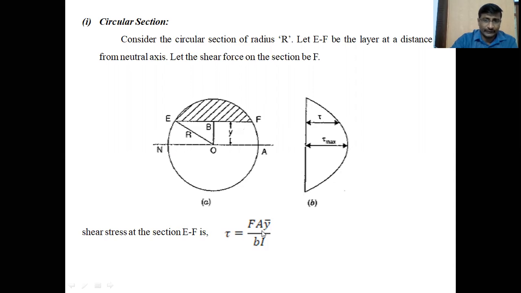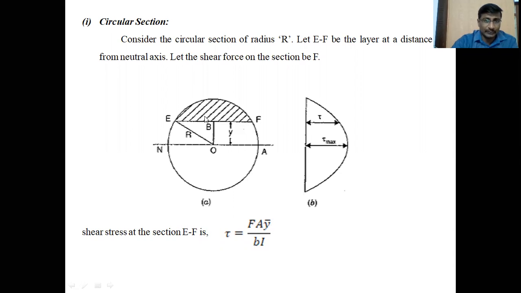This is the tau. Let us look at the parameters in the shear stress formula, F A Y bar by B into I. F is the shear force across the section, which is constant. B is the breadth of the EF layer, which is not constant here. If we consider the EF layer at the neutral axis, the breadth becomes the diameter of the circular section. I is the moment of inertia of the section about the neutral axis, which is also constant. So F and I are constant. Our variables are area A, Y bar, and B.